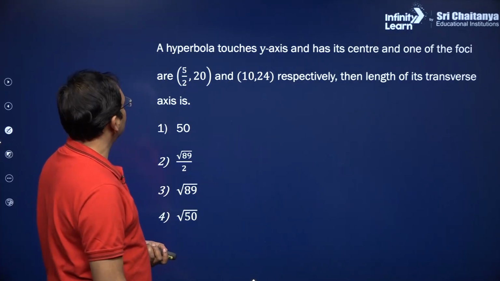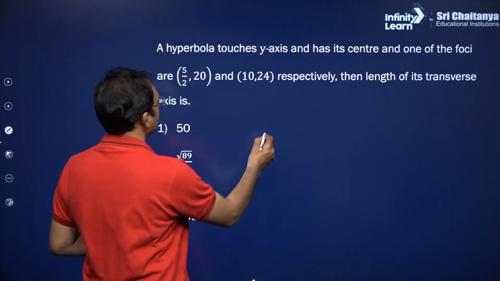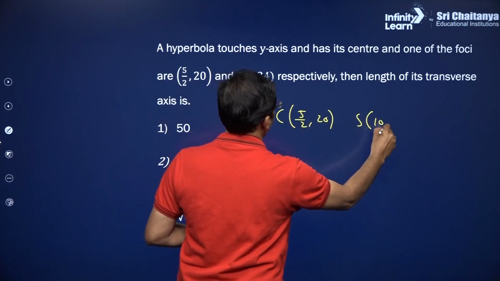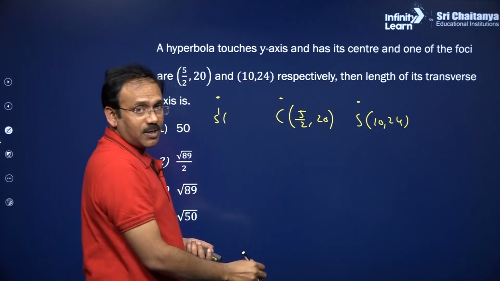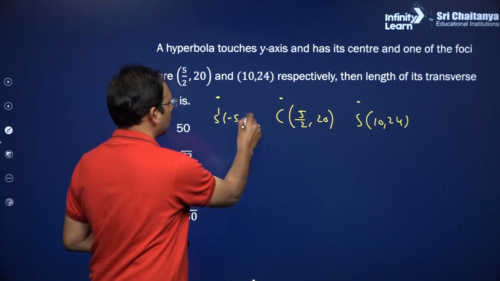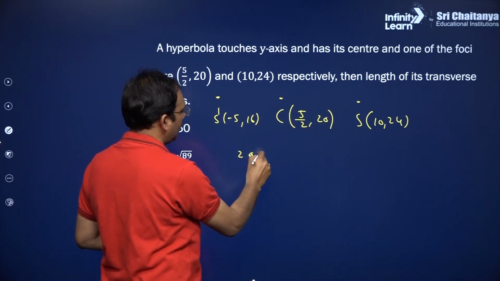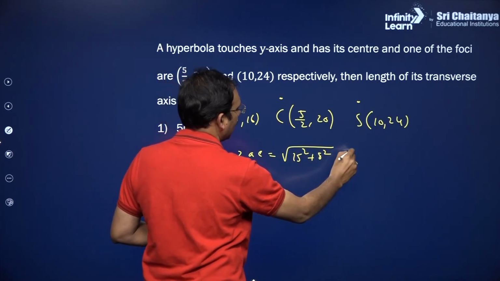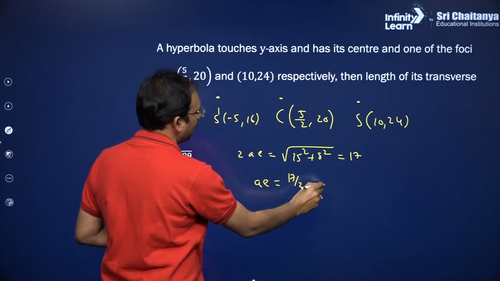Next, I can say here, a hyperbola touches the y axis, and its center and one of the foci are given. Center C is (5/2, 20), one focus S is (10, 24). Of course, my dear friends, you can find S', this is the midpoint, right. So double and subtract: 5 - 10 is -5, 40 - 24 is 16, and the distance SS' is 2AE equals √(15² + 8²), 8-15-17, so 2AE is 17, so AE is equal to 17/2.